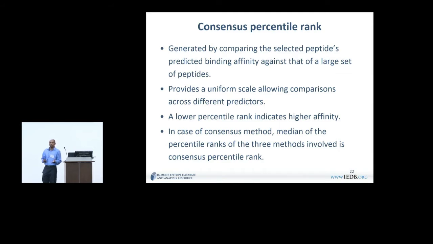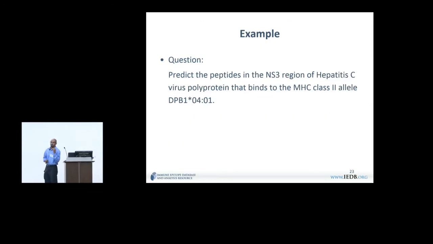And why do we use this? It provides a uniform scale for comparing between different peptides as well as different prediction methods. A lower percentile rank value means better binding affinity. In case of consensus, I just mentioned, it's the median of the 3 percentile ranks that we get from the 3 different methods. So now let's see an example, and I'll explain how we proceed.